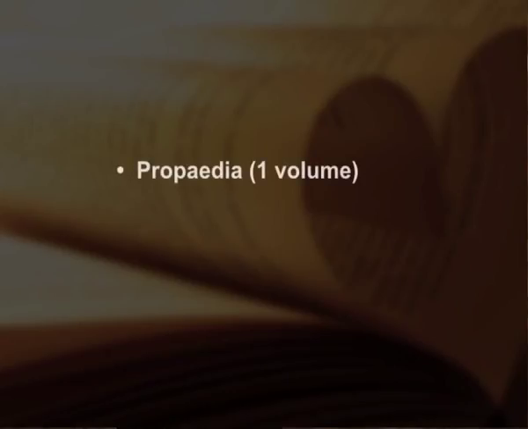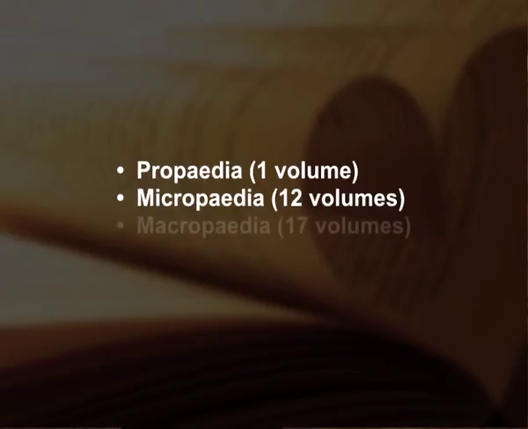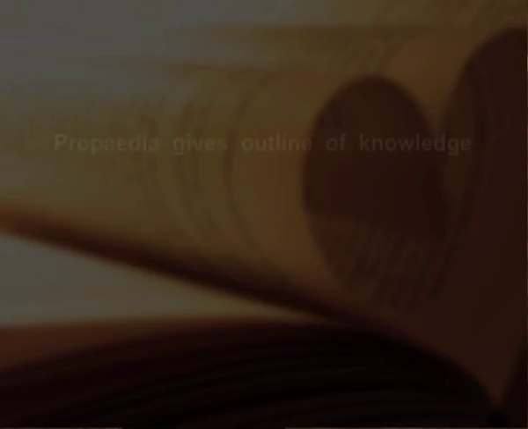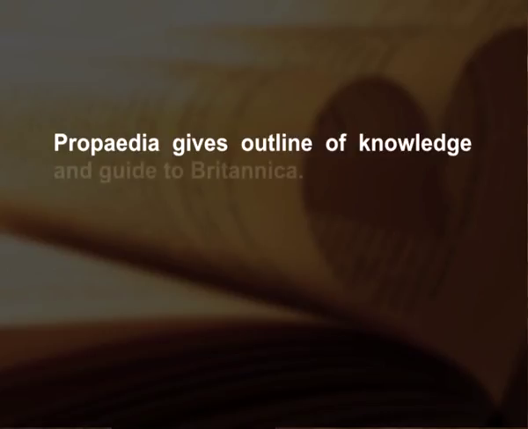It consists of 32 volumes and it has 3 parts, that is Propaedia 1 volume, Micropaedia 12 volumes, Macropaedia 17 volumes and Index 2 volumes. Propaedia gives outline of knowledge and guide to Britannica.